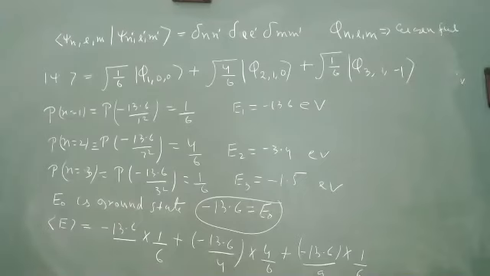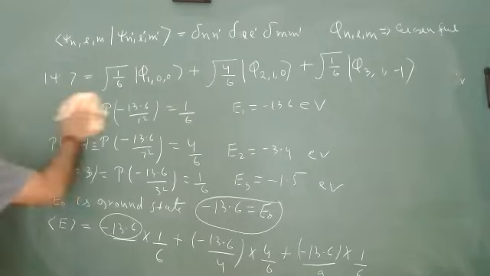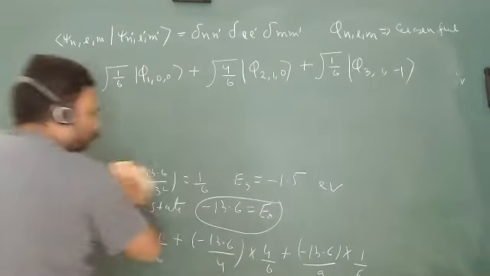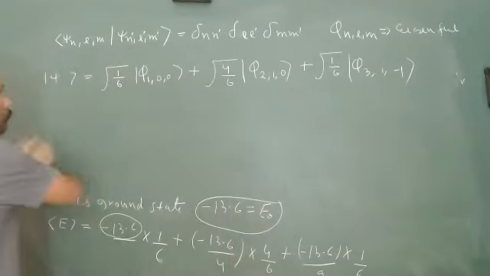And please, what is E naught? E naught is the ground state energy in the second problem. So I will put minus 13.6 electron volt as E naught. So this is very interesting. So what will be your average value of energy?